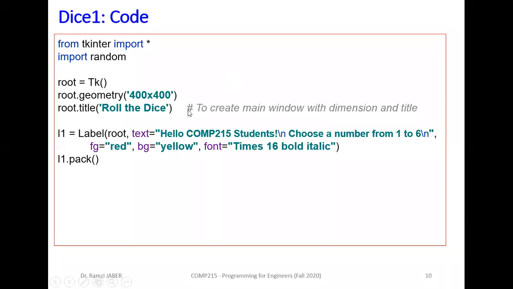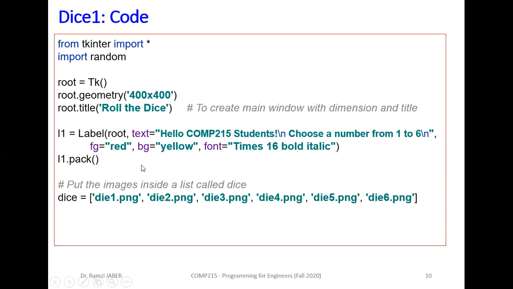So, first a label, L1 equal Label inside root, text hello COMP215 student \n. In Python, inside the text between quotation marks, \n will work. Choose a number from 1 to 6 \n. Color red, background yellow, font, we can put the font here, times 16, bold, italic.